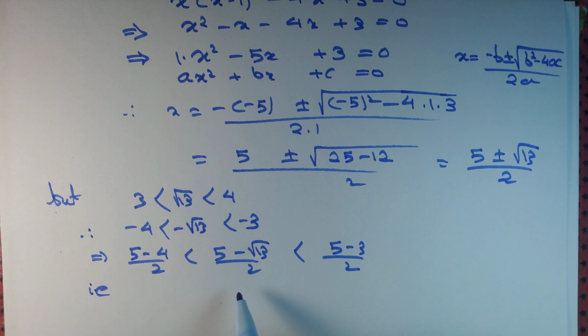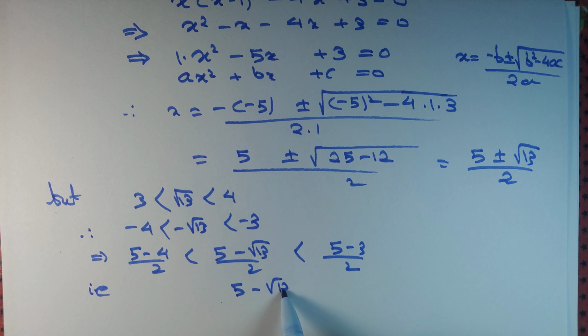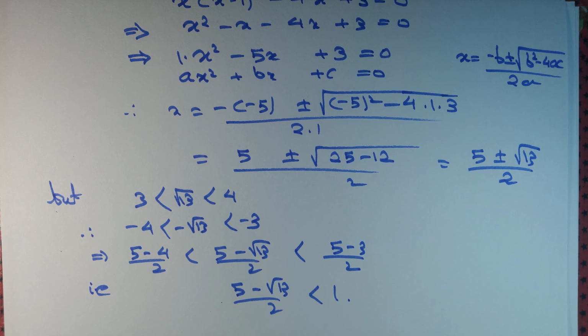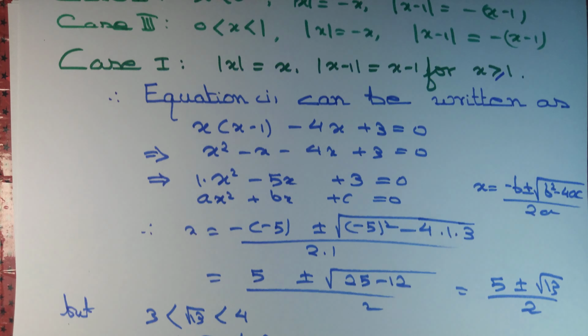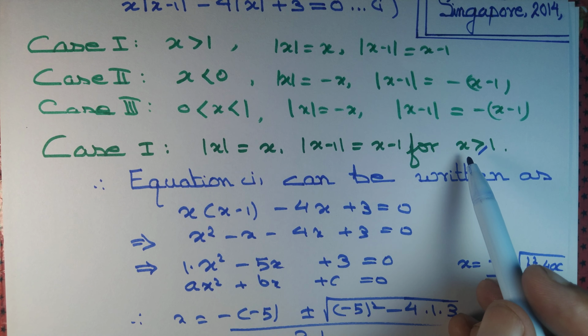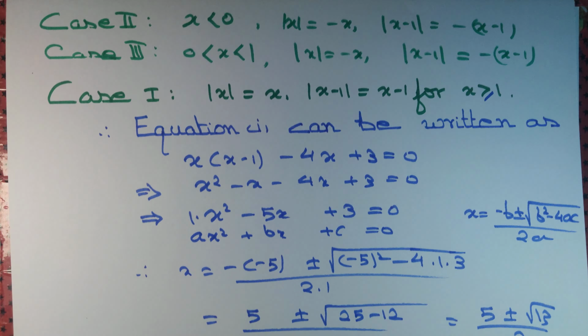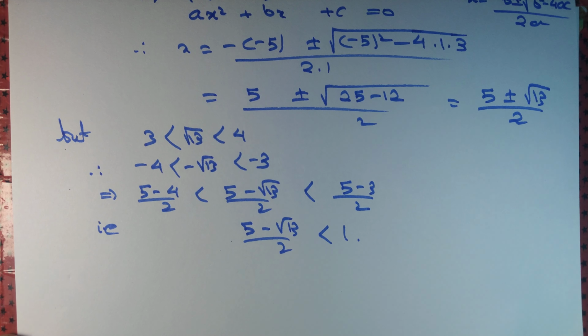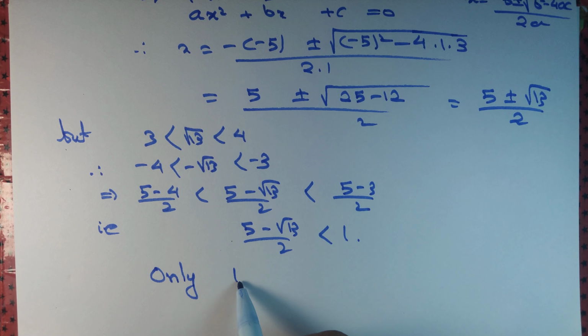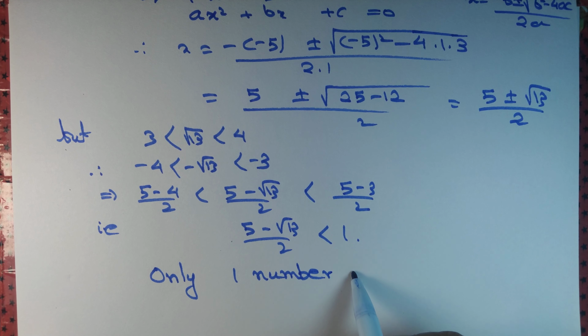That is, (5 minus root 13) by 2 is less than 1. But we want in this case x to be greater than or equal to 1. So we got only one solution in this case. So only one solution.